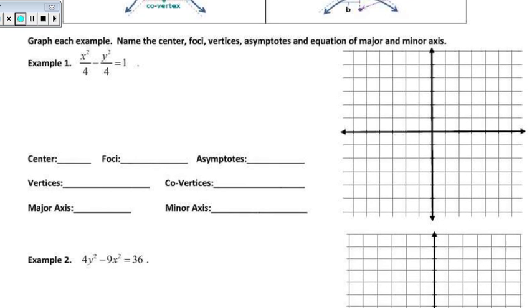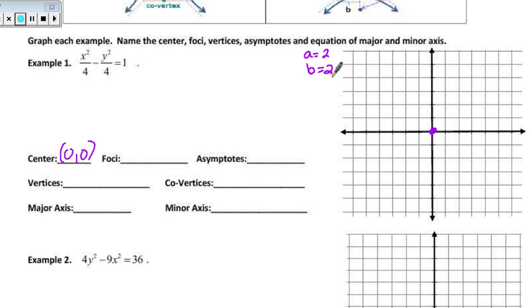So I'm looking at example 1, and I can clearly see that it is a hyperbola because of this minus sign here. Even if we don't tell you what it is, you would be able to tell because of that minus. We do not have the minus h, minus k, so I can tell that the center of the hyperbola is sitting on the origin. I could also see that my a squared and my b squared are the same value, which is absolutely fine. So I know that my a value is 2. I also know that my b value is 2.